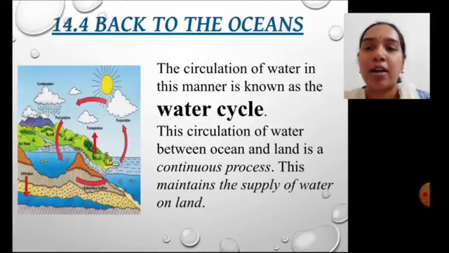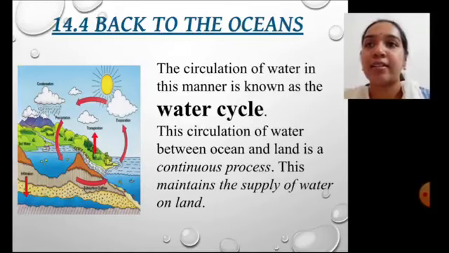Above all, a continuous water balance of earth, that is between the land and atmosphere, is seen in the form of the water cycle by the process of evaporation, condensation, precipitation and collection.